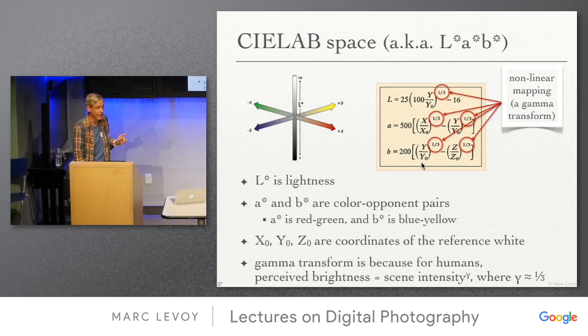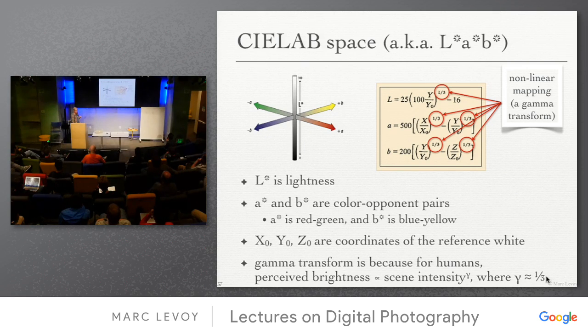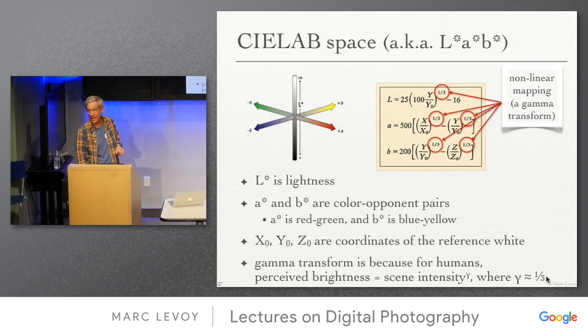We'll talk about that again later when we talk about JPEG compression. Exactly what that power is turns out to depend on whether you're in a dark environment or a light environment. So dark living rooms versus offices might have a different curve, but it's a reasonable number anyway to use something like a third.